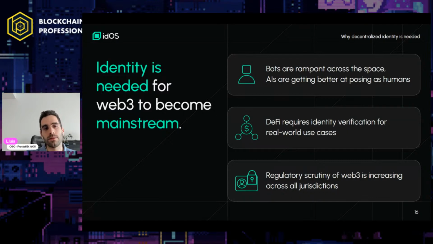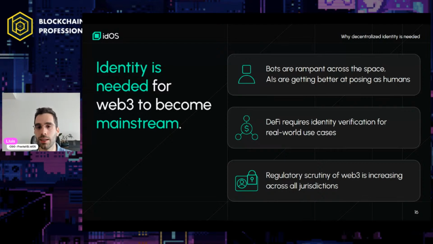Identity is needed for Web3, and for the internet to really reach everyone. We see also very clear cases where we definitely can understand that identifying that what you have in front of you is a human is important. We see a lot of bots in the identity space. We see AIs getting also very good at posing as humans, to the point that it's very hard to tell them apart.